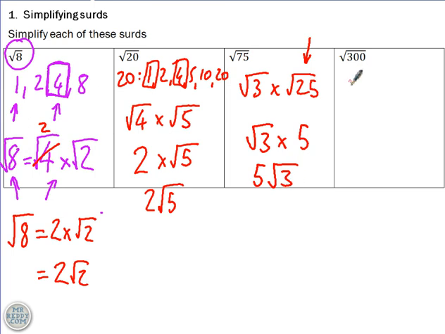And then this one, root 100 times root 3, that would be the same as root 300. This simplifies to 10, so you get 10 times root 3, or just simply 10 root 3.